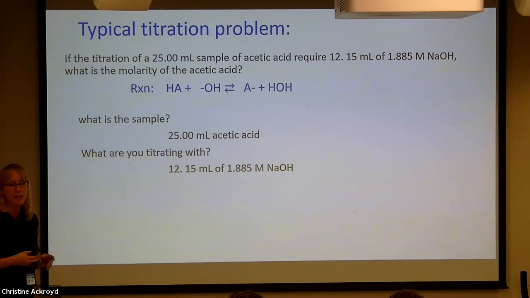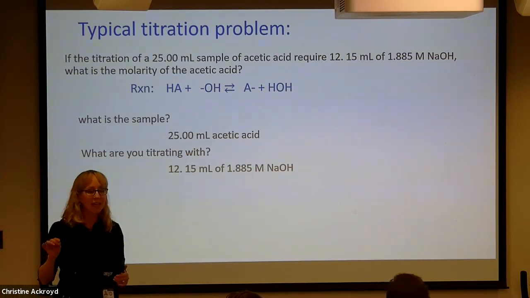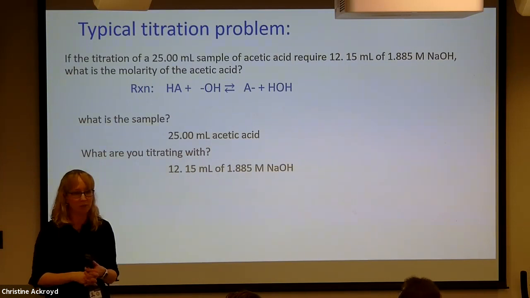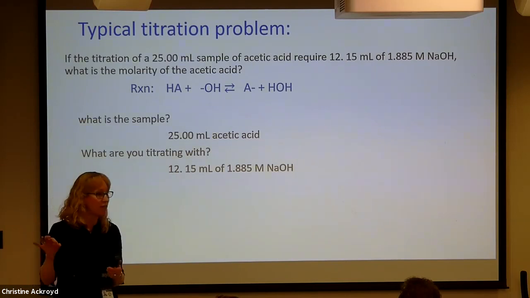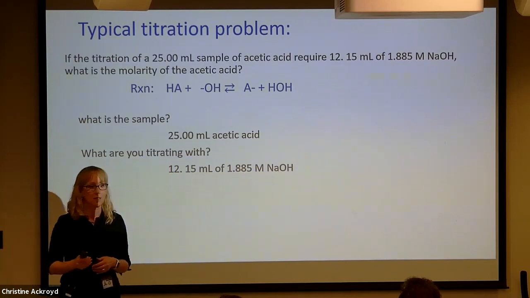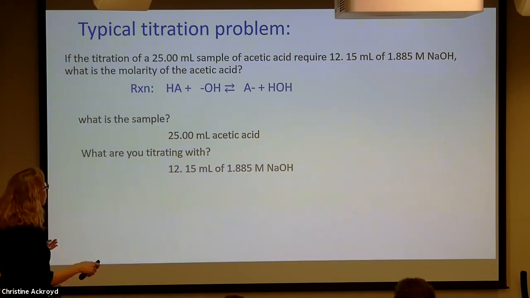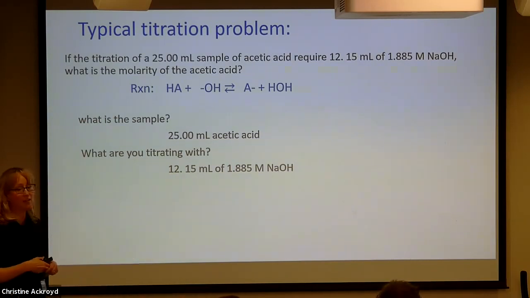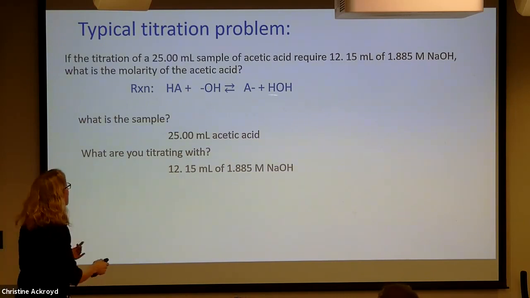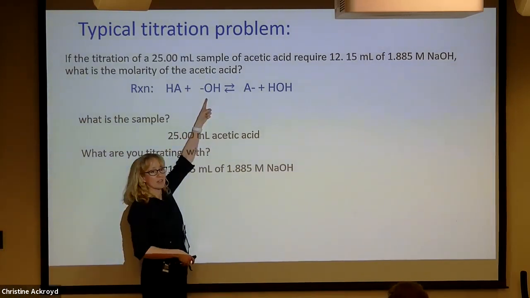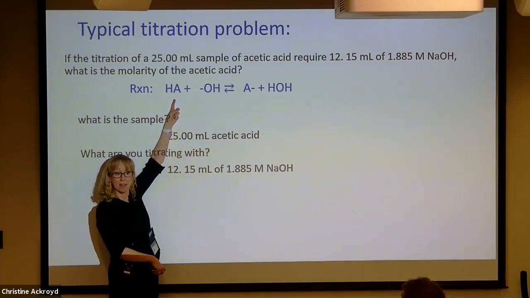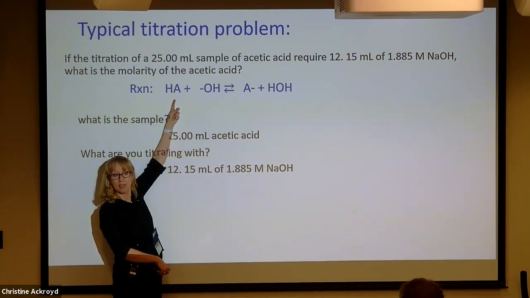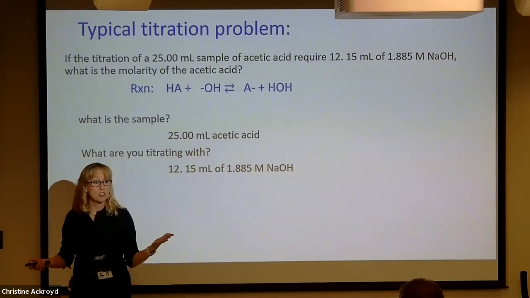Sample of acetic acid, and what are we titrating with? Sodium hydroxide. Can we calculate exactly how many moles of sodium hydroxide we used? If you take the concentration in moles per liter and multiply it by the volume in liters, what do you get? You get moles. So we have enough information to calculate exactly how many moles of sodium hydroxide we used. If we know the number of moles of sodium hydroxide we used, do we know the number of moles of acid that we reacted it with? Is that the same as the total number of moles in the acid sample? Yes, it is. So this is just a stoichiometry problem.